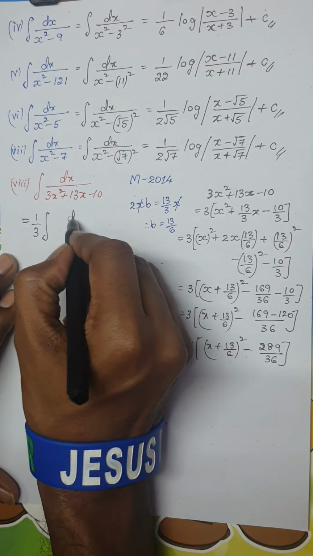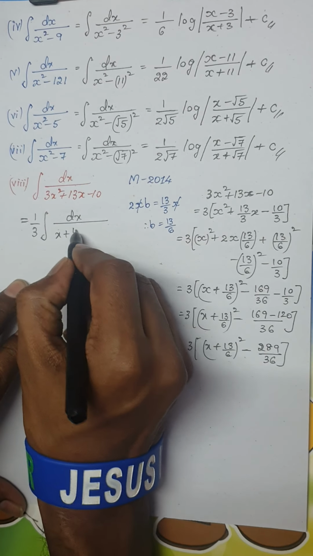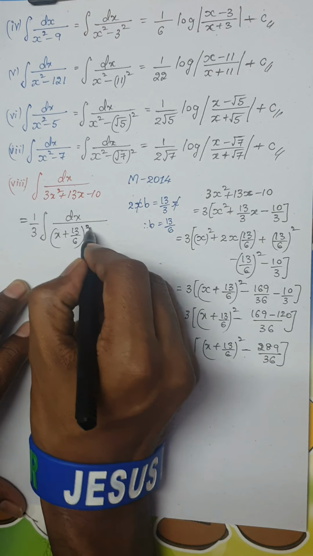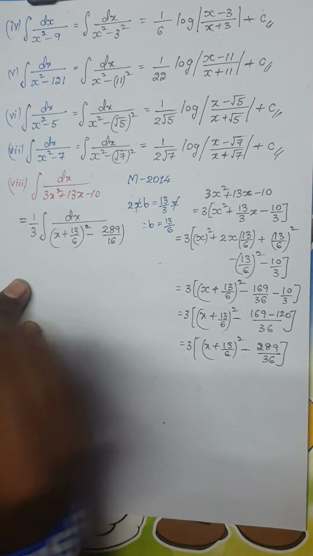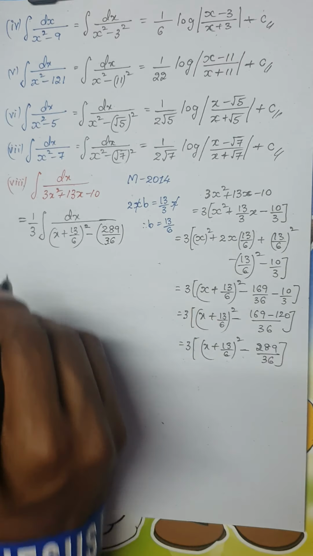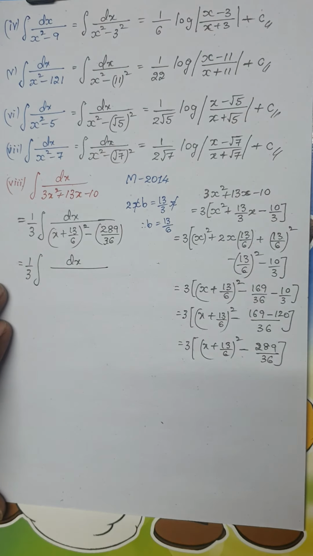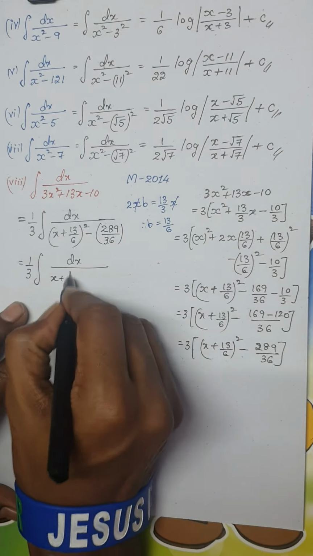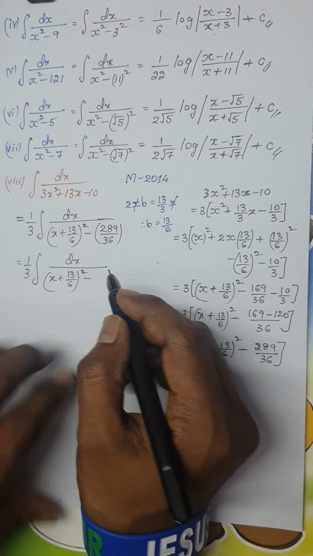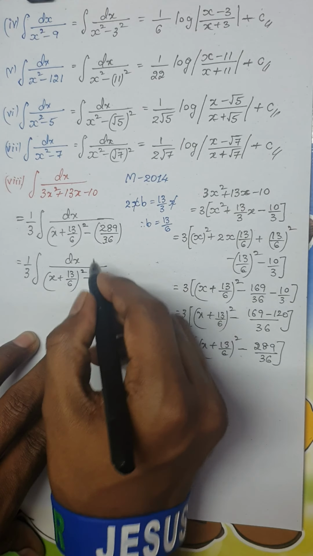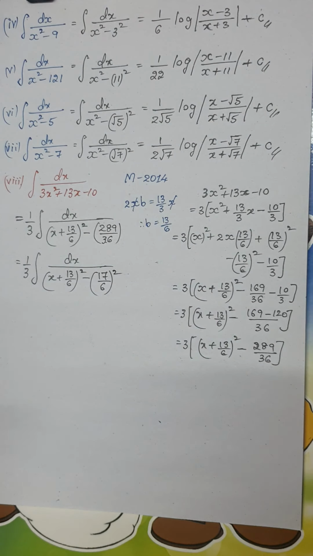Integral of dx divided by, so this term can be written as x plus 13 by 6 whole square minus, actually I have 289 divided by 36. Okay, so this can be further simplified as integral of dx divided by, this term keep it as it is, x plus 13 by 6 whole square minus, we know 289 is nothing but 17 square and 36 is 6 square. So this can be written as 17 by 6 whole square.